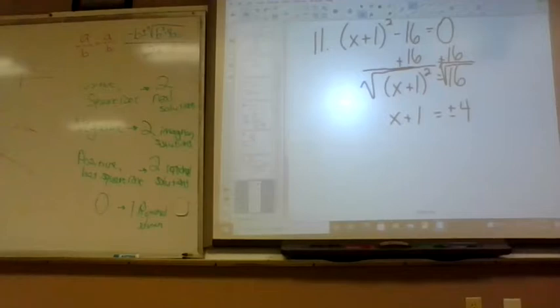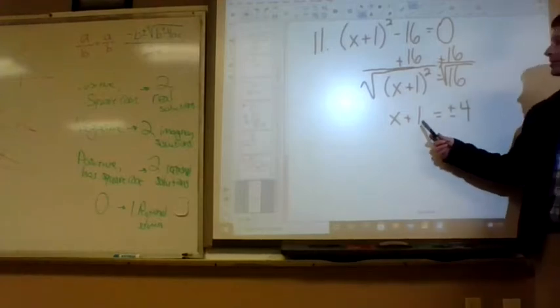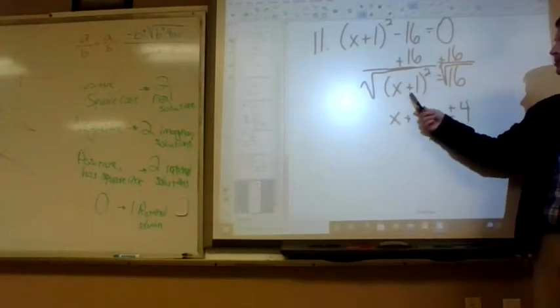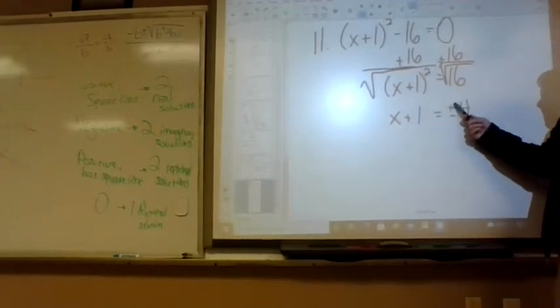Because a negative squared is also 16. Negative 4 squared is also 16. Anyways. You guys see what I did there? Yeah. I square rooted to get rid of the square, so it's just x plus 1. And this became a 4, positive or negative.